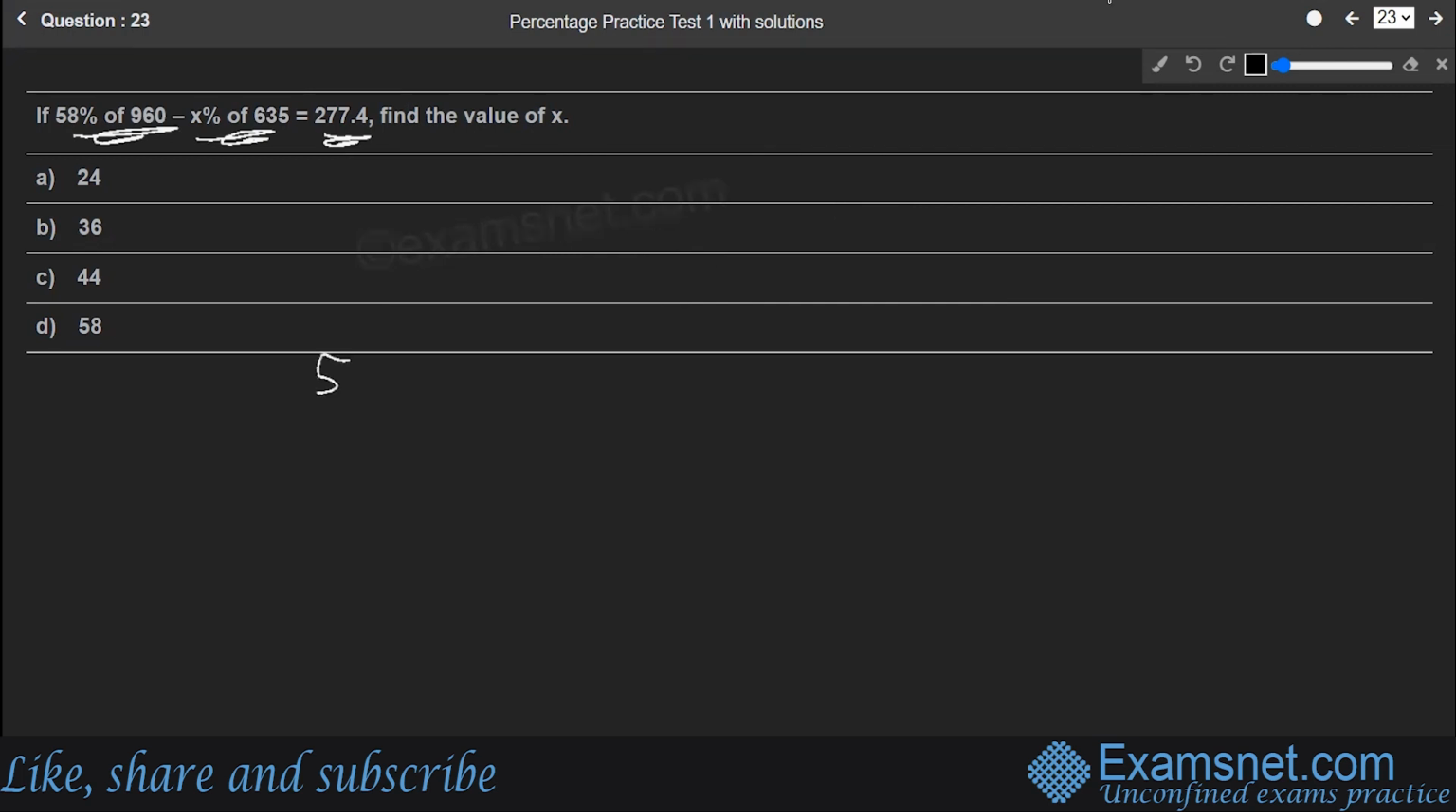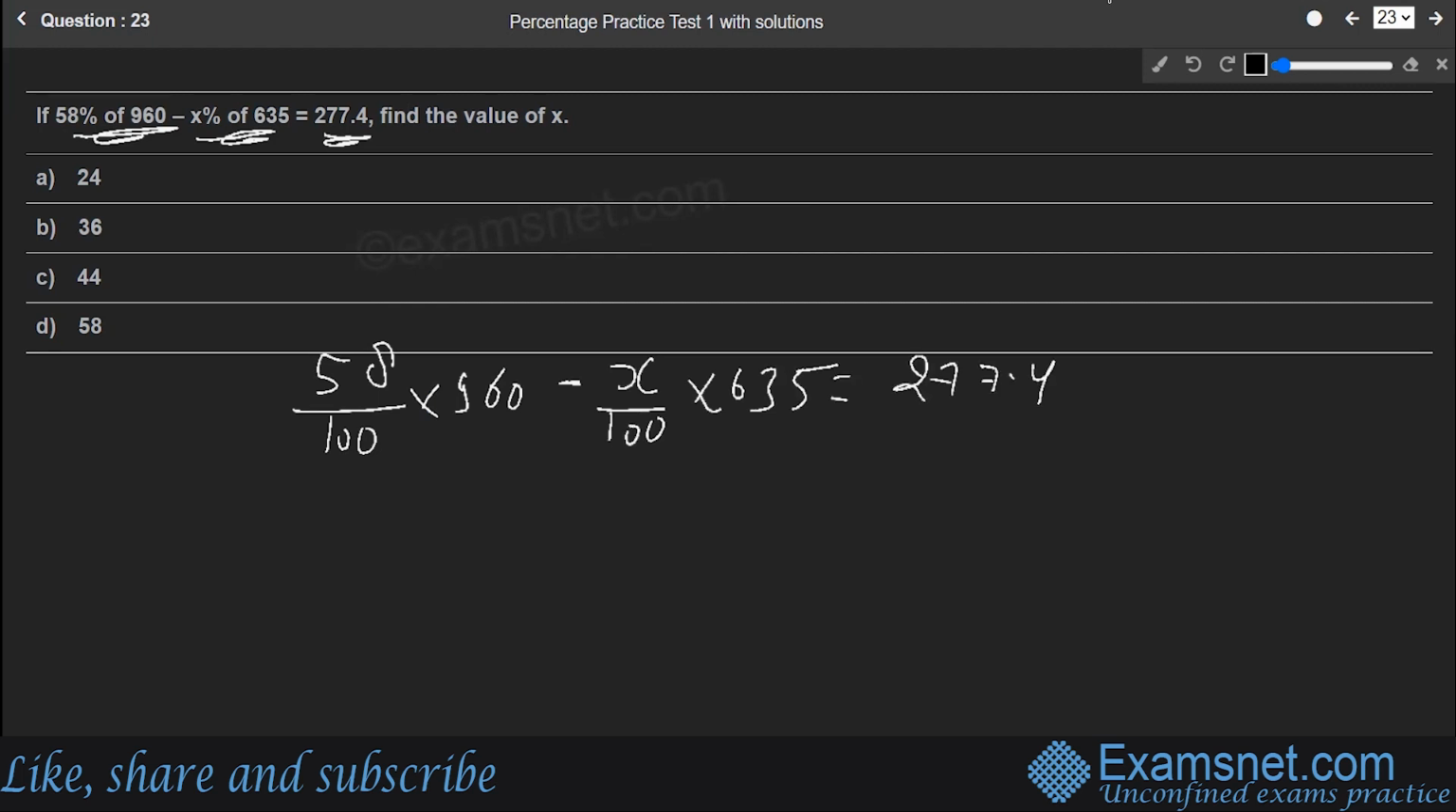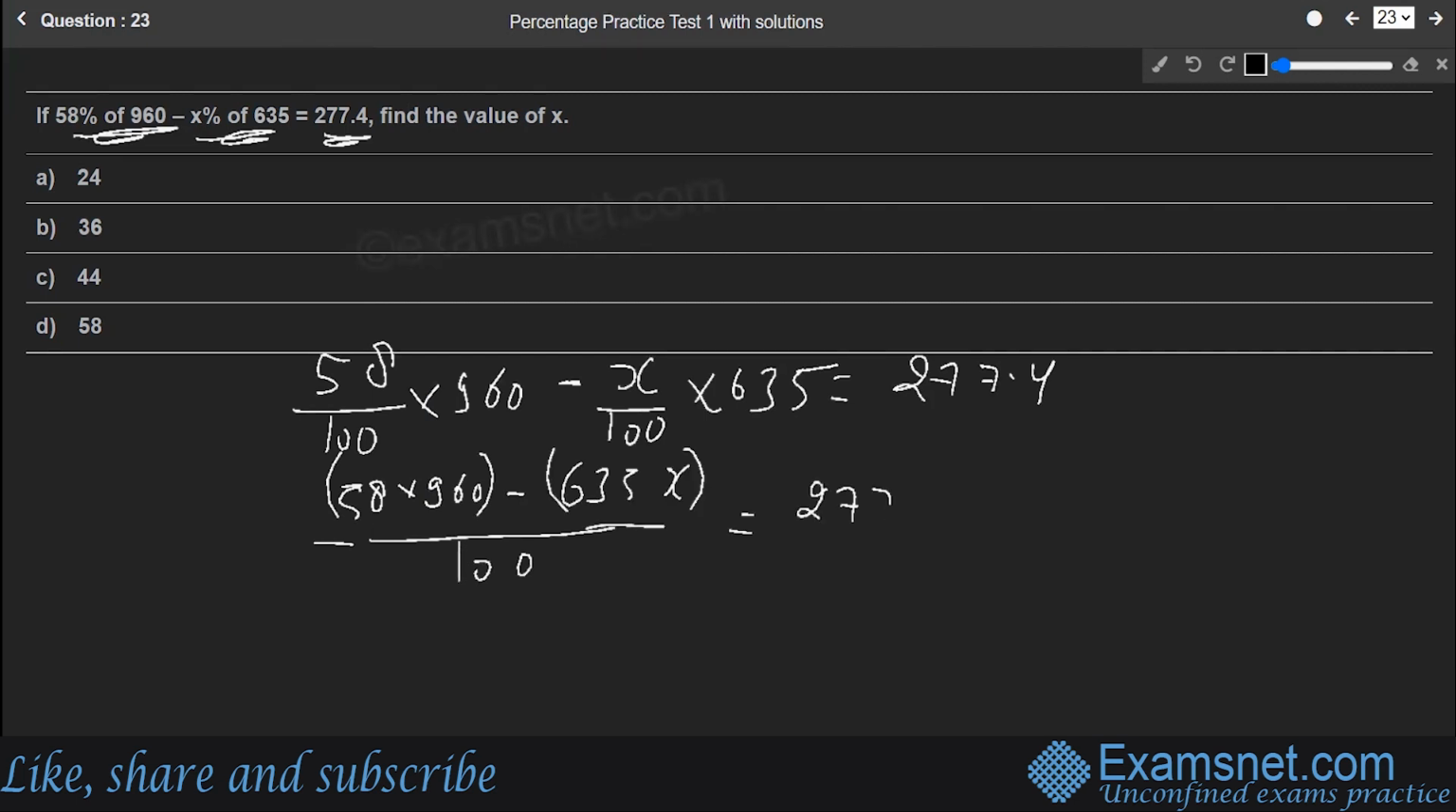So the first thing is 58% of 960. 58% is 58 by 100 of 960, minus x percent of 635, that is x by 100 of 635, is equal to 277.4. So clearly we are supposed to solve this mathematically, and only then can we give the answer. 100 can be taken as LCM from both the cases. This becomes 58 into 960, the first term, minus 635 into x, is equal to 277.4.